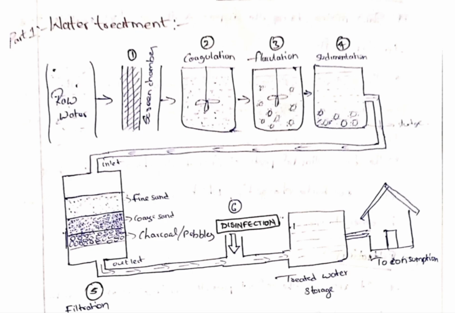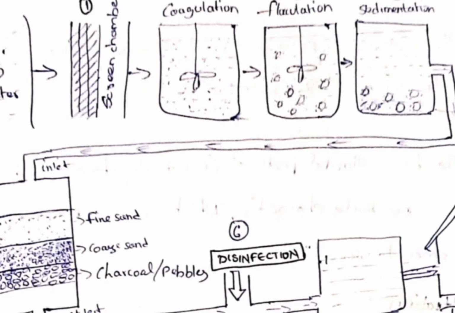These are the steps followed in a water treatment plant. First one is screening chamber, coagulation, flocculation, sedimentation, filtration, and finally disinfection. After disinfection, the treated water is stored in a storage tank.